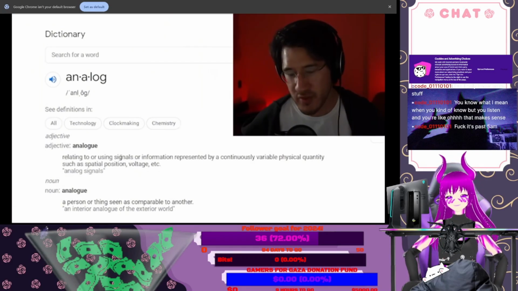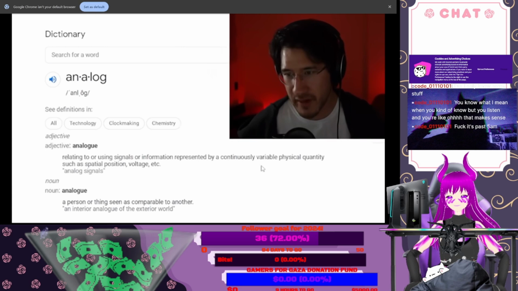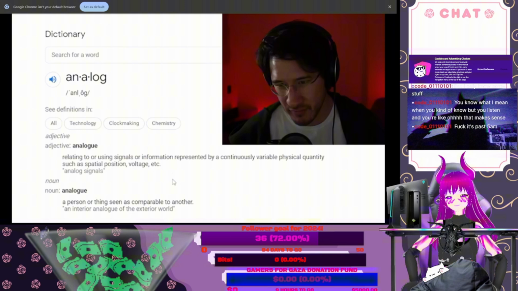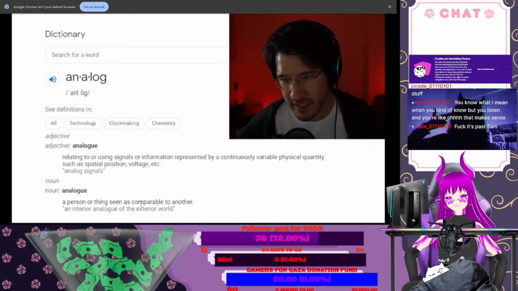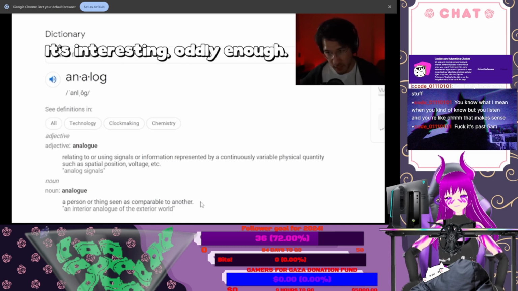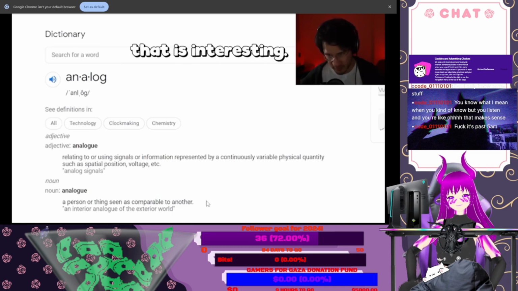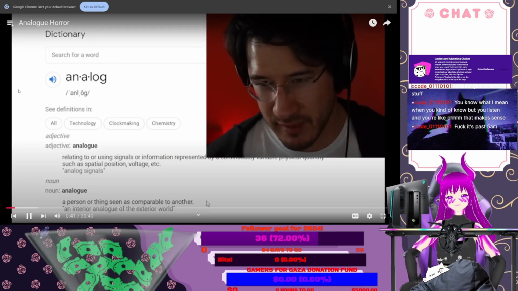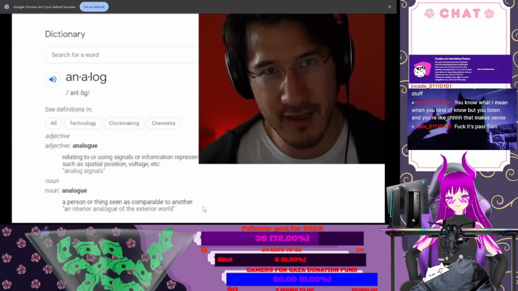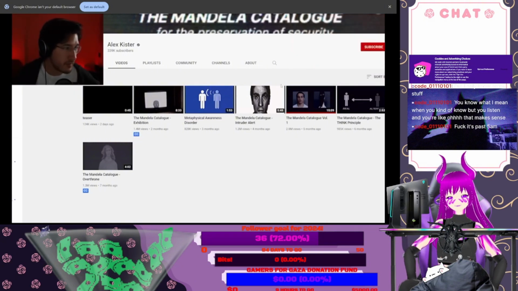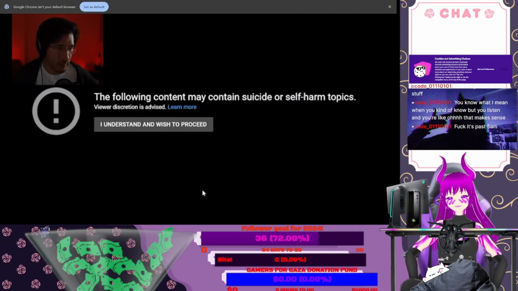Analog is relating to or using signals or information represented by a continuously variable physical quantity, such as spatial positioning, voltage, etc. Or analog, a person or thing seen as comparable to another, which is oddly interesting. Uh-oh, not the word salad. That is interesting because it pertains to what we're talking about today. And the alternates. The alternates are kind of the idea behind, if you remember this video.